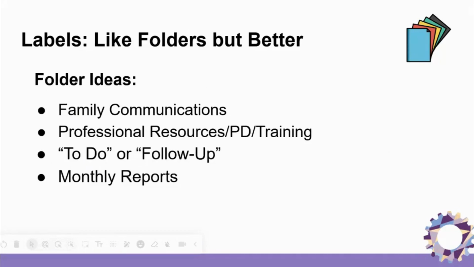Labels are like color-coded folders for sorting emails. There are a few different ways to sort. You may choose to label emails by the type of sender. For instance, you may want a folder that holds all communications from families, or all communications from your administrator or from your external partners. You may want to choose to label emails by content of the email, such as emails regarding professional resources or professional development. You may even decide to create labels by the task, such as emails that you must follow up on or specialized tasks like monthly reports.